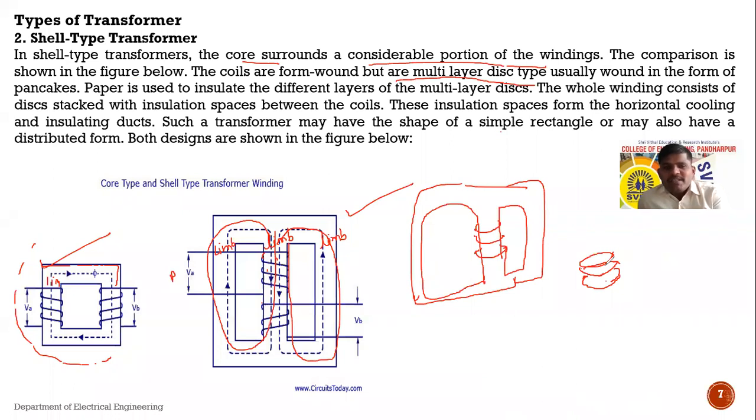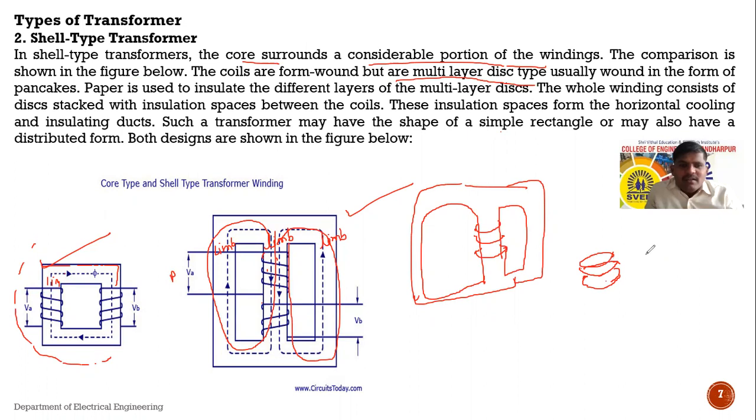These insulation spaces form the horizontal cooling and insulating ducts. Okay, so these are the insulation spaces. So this insulation space will form a horizontal cooling duct. त्याच्यामध्ये दोन डिस्कच्या मध्ये इन्सुलेशन आहे, so that it will form a horizontal, म्हणजे horizontal type ला काय होईल, horizontal type there is a cooling or there is a space, त्याच्यामध्ये स्पेस राहील, so that it will provide cooling. Okay, and it will be an insulating duct, a cooling and insulating duct. It will act as a cooling duct or it may be an insulating duct.